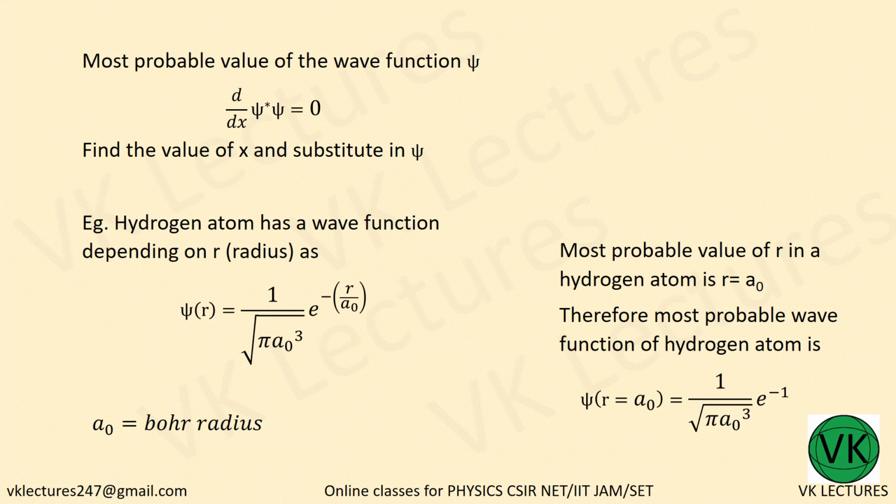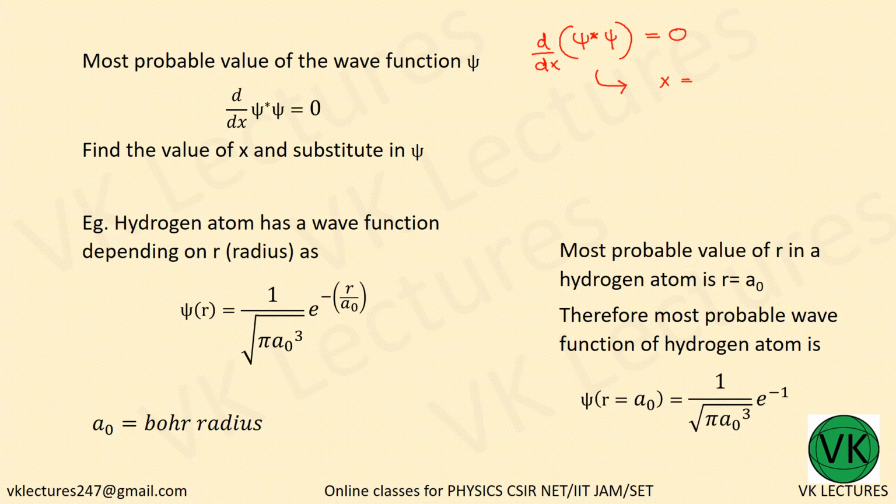Most probable value of the wave function. Now probability is nothing but psi star psi. If you want to find the maximum value or the most probable value of psi star psi, you have to differentiate psi star psi with respect to x and equate it to 0. Now after doing that, you may get some equations, and you may have to find the values of x.